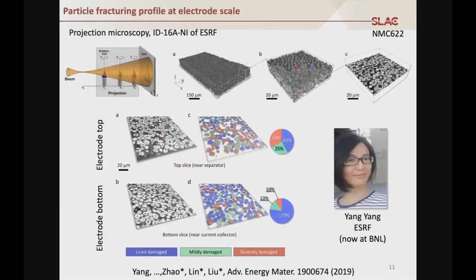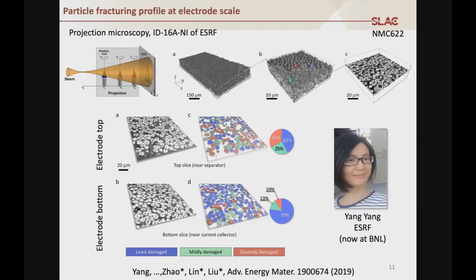First of all, to look at the particle assembly in the composite cathode electrode, we have been utilizing this holography or projection microscopy at ESRF. So what we do is we cut a small piece of the cathode and we put it into the beam and conduct a phase contrast tomography on this material. And you see that there are so many particles. They assemble together in a nicely densely packed manner.